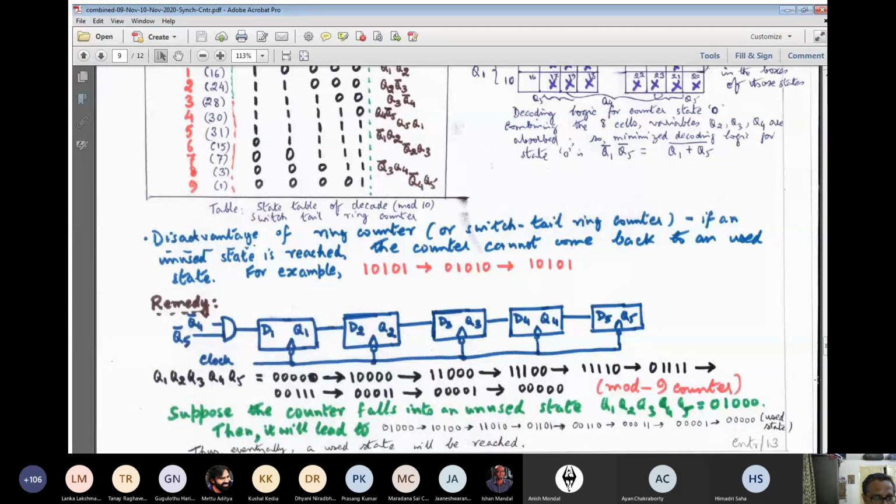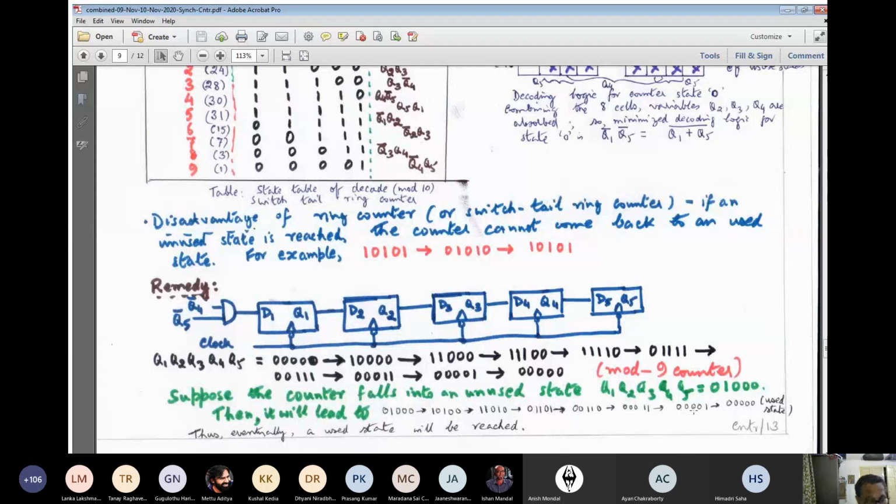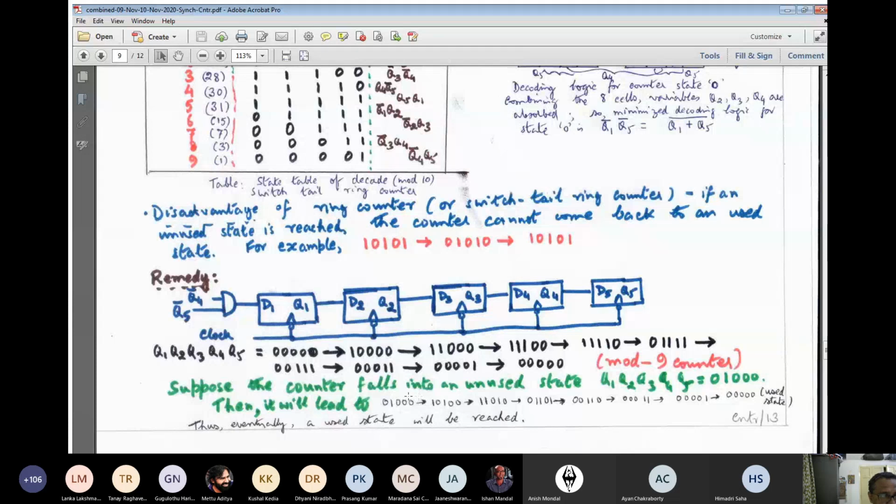So I have seen by experiment that if you make this connection, this will give you a modulo 9 counter, however, not modulo 10 counter. But if the counter falls into an unused state, then it will go through a number of unused states, then it will get back to a used state. So eventually a used state will be reached and then the counter will be able to operate. This is called error recovery. That means some fault has taken place, some error has taken place, but you can come out of the error, you can recover from the error. So if you make use of a simple AND gate, you can definitely recover from the error.